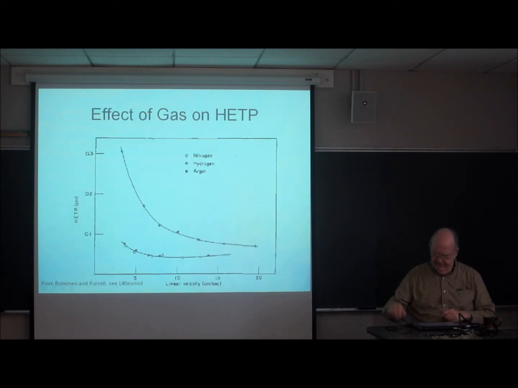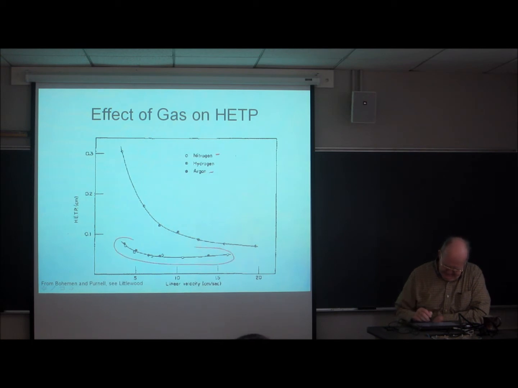Okay, so I'm going to start off by talking about a bunch of practical issues in gas chromatography. One of them is what is the effect of carrier gas. And here they're showing the influence of three carrier gases, nitrogen and argon down here, and hydrogen here, and helium would be in between, but closer to the hydrogen.